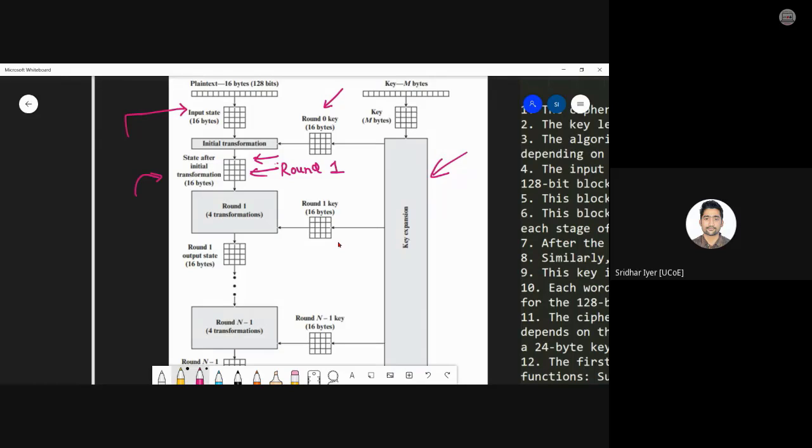We will start with round number 1, and in each of the rounds, similar to the Data Encryption Standard, that is a function block, we had a few transformations. Over here also, inside each of the rounds, we will be having these many transformations.